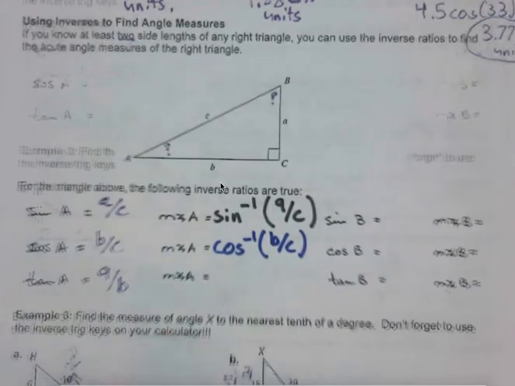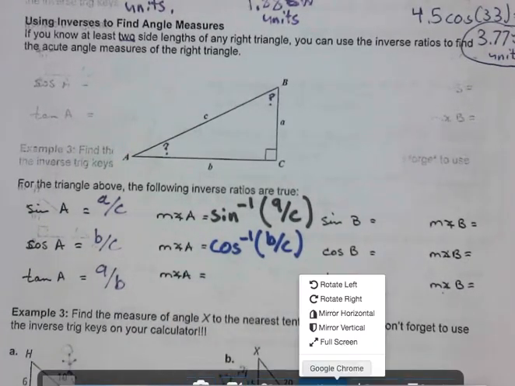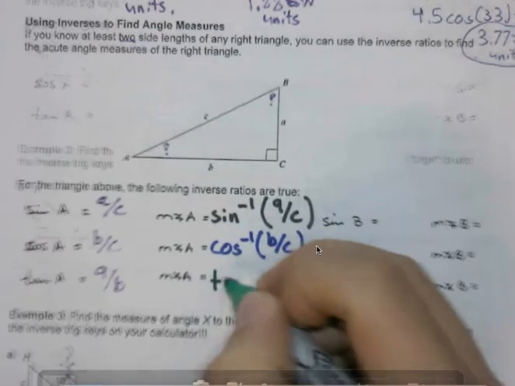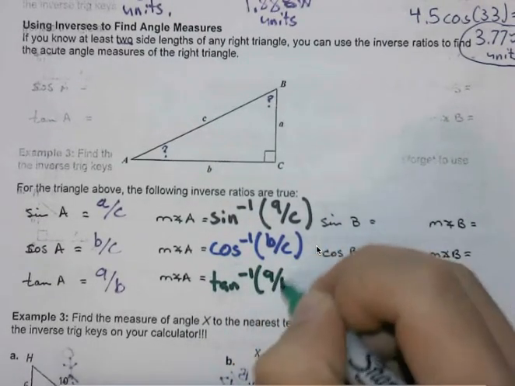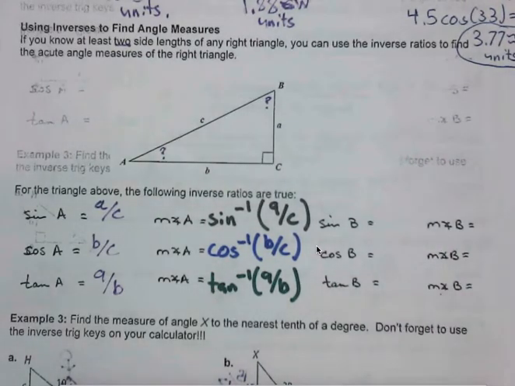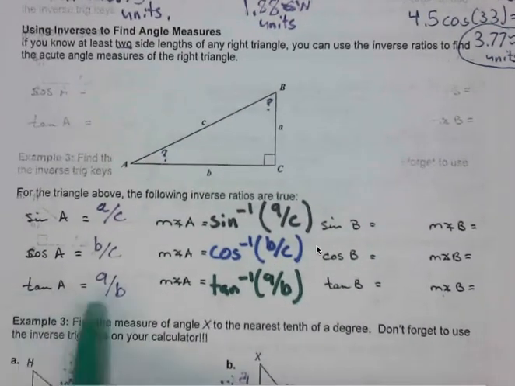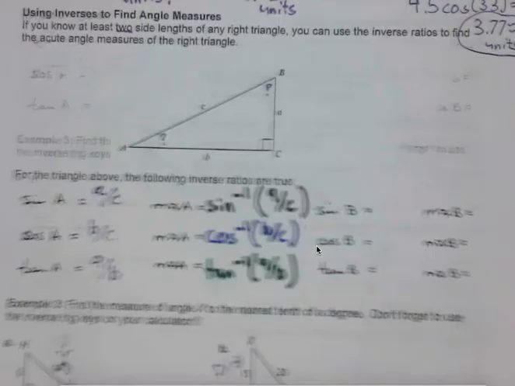What do you think we would do to get a hold of angle A using another trig function? You should be saying use tangent inverse of A over B. Makes sense, right? This is what the ratio was equal to get that trig ratio. So if we use the inverse, this will kick us back the angle.